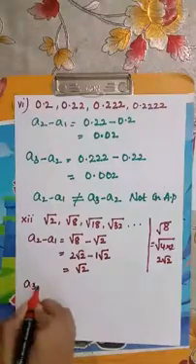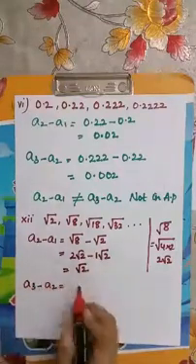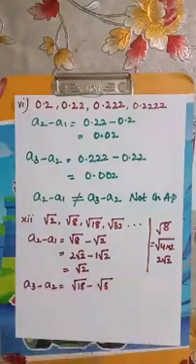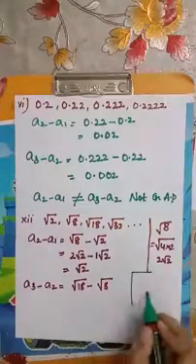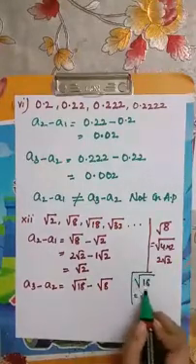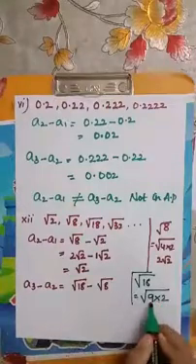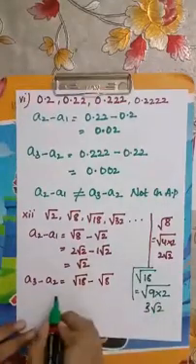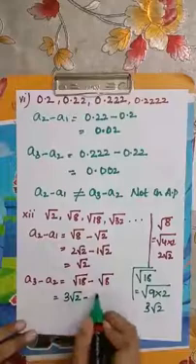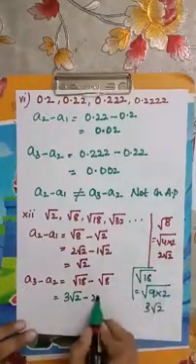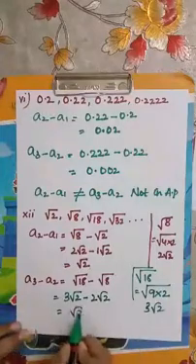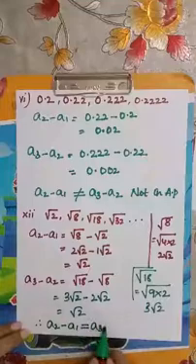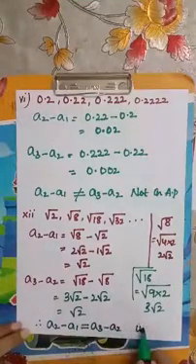Next, A3 minus A2. The third term is root 18 minus root 8. How am I going to write root 18? See, root 18 I can write as 9 twos are 18. Root 9 is 3, so 3 root 2. So 3 root 2 minus root 8, which I have got as 2 root 2. Subtract this. That is root 2. That means A2 minus A1 is equal to A3 minus A2. That means this is in AP.